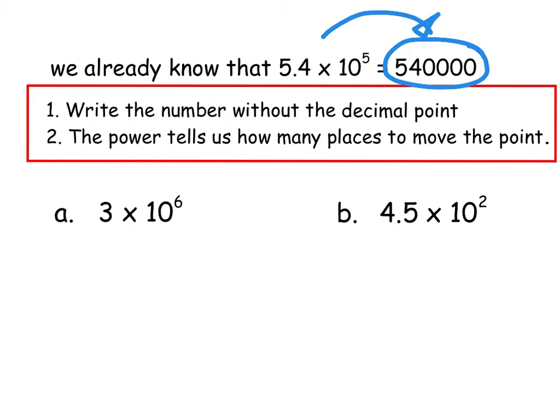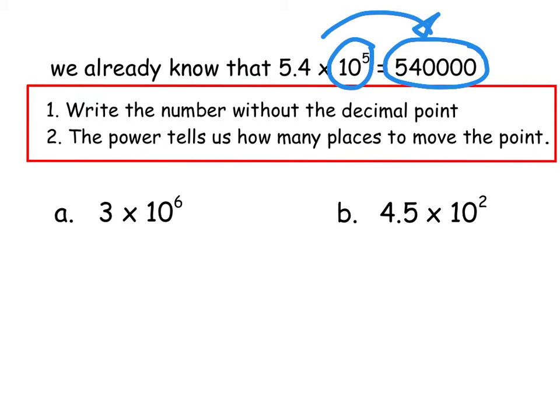Now remember, what we're really doing here is we're starting with the number 5.4 and we're timesing by 10, 5 times over. That's what the power tells us. So one way of doing it is you could start with the 5.4 and you could imagine moving that decimal point 5 places.